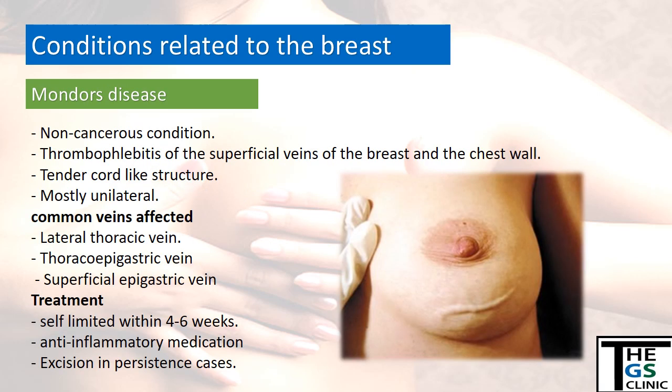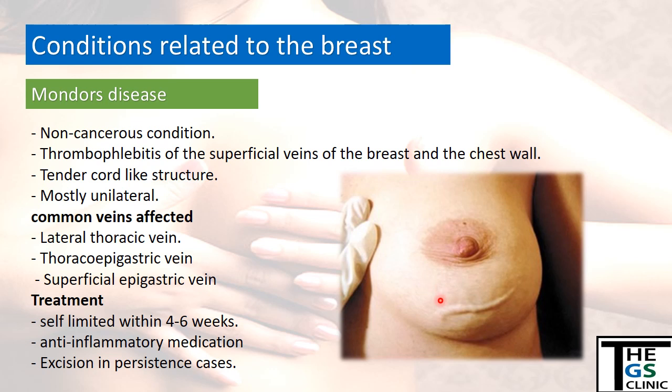But the next condition is Mondor's disease. So what is Mondor's disease? As we see here in this picture, it is a cord-like structure on the breast. It is actually thrombophlebitis of the superficial veins of the chest and breast. Can it happen elsewhere in the body? Yes, it might happen anywhere in the chest, in the abdomen, in the upper limb, in the lower limb. So it's not specific to the breast. If it happens in the breast, we call it Mondor's disease.